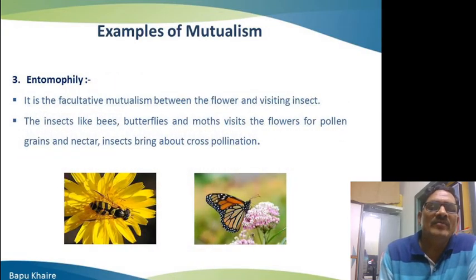Here is the entomophily. This is an example of facultative mutualism between the flower and the visiting insects. Insects like bees, moths, butterflies visit the flowers for the pollen and nectar. Insects bring about cross pollination. So both are beneficial here. In the flowers, pollination occurs, and in turn the insects get the pollen grains and the nectar.